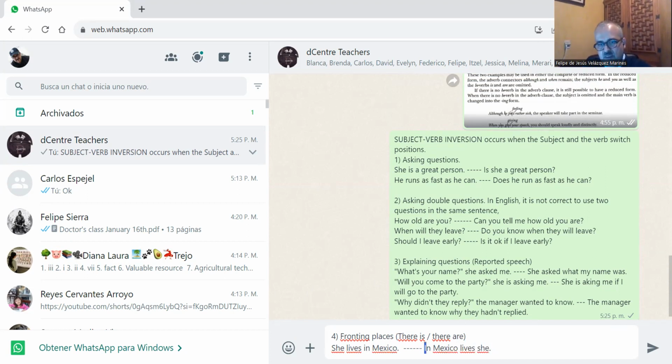Because there is a girl. So in Mexico is the same as there. Lives is a verb. It's the same as is. There is, and who is she? A girl. So in Mexico lives she. When we don't have auxiliary verbs in these kind of things, we don't use auxiliary because in the original sentence we don't have an auxiliary. So no auxiliary verb.